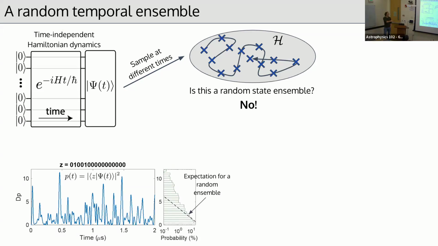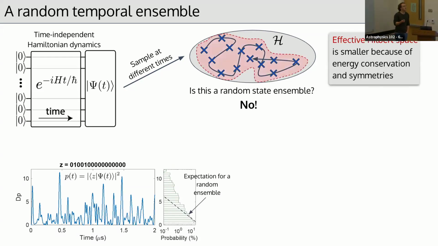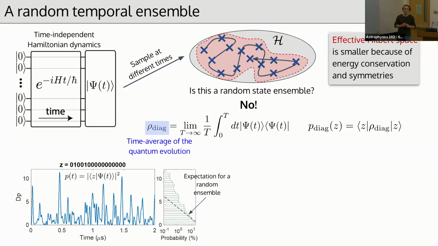Because if you look at a single bit string here over time, and then take the histogram of all these probabilities, you see something very far off from the expectation for a random state ensemble. This is not surprising, because our effective Hilbert space size has been constrained by our symmetries and energy conservation. So we wouldn't expect to get a random state for the entire Hilbert space. But the key fact is that we can characterize how constrained our Hilbert space is by a single quantity: rho diagonal. This is the diagonal density matrix, essentially the time average of the quantum evolution over infinite time. And I'll claim that this quantity basically encodes all of the dynamics that show where the state can move in Hilbert space.